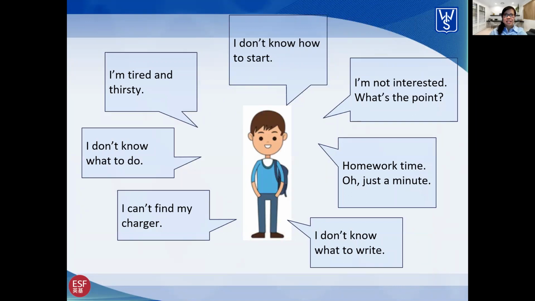Here are some of the delay tactics that you may be familiar with. I'll do it later. I don't know what to do. I don't know how to start. I'm tired and thirsty. There might be a lot of time spent sharpening pencils, looking for materials, putting everything in the right place. There may be difficulties in organizing their own thoughts and coming up with a plan of action for initiating a task, or they may not adequately analyze the directions to have a clear understanding of the expectations.